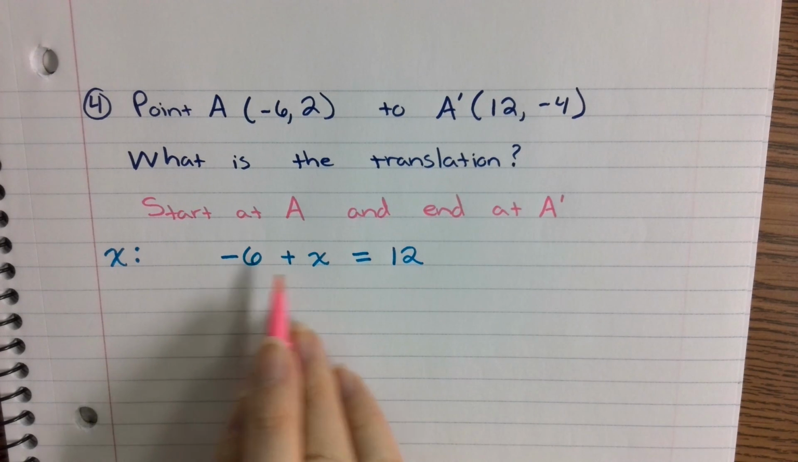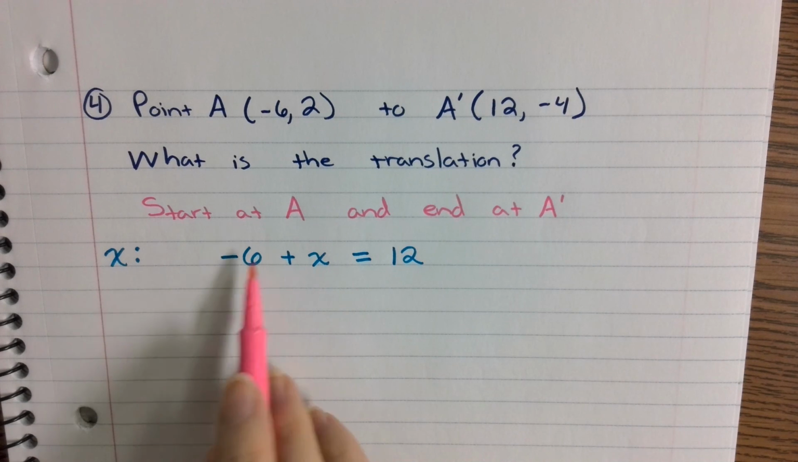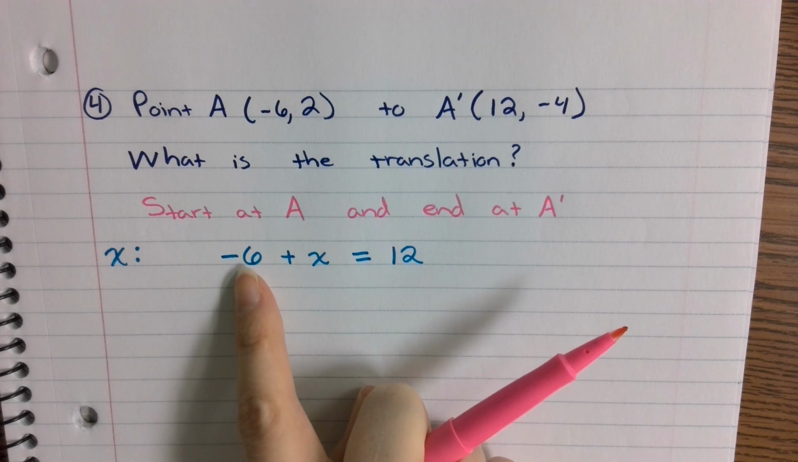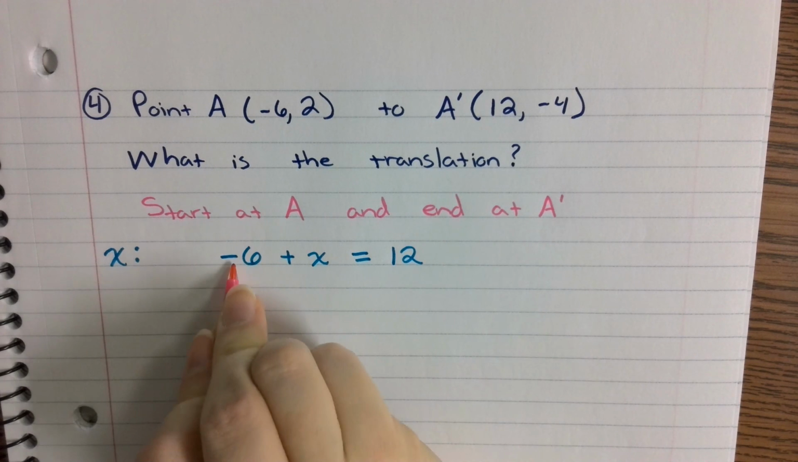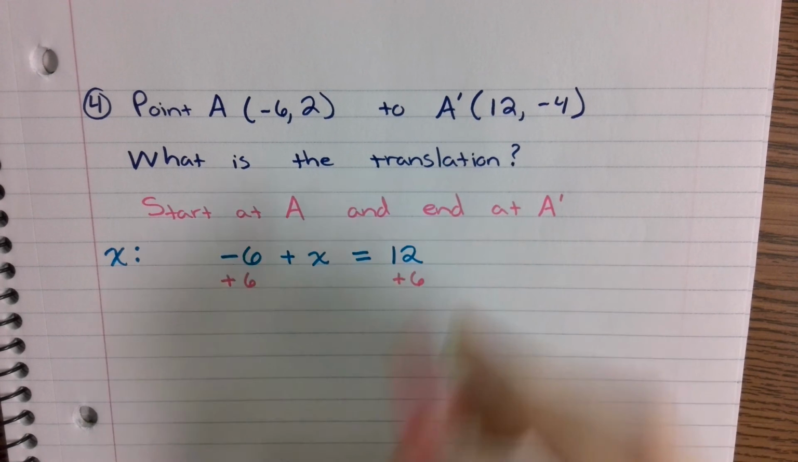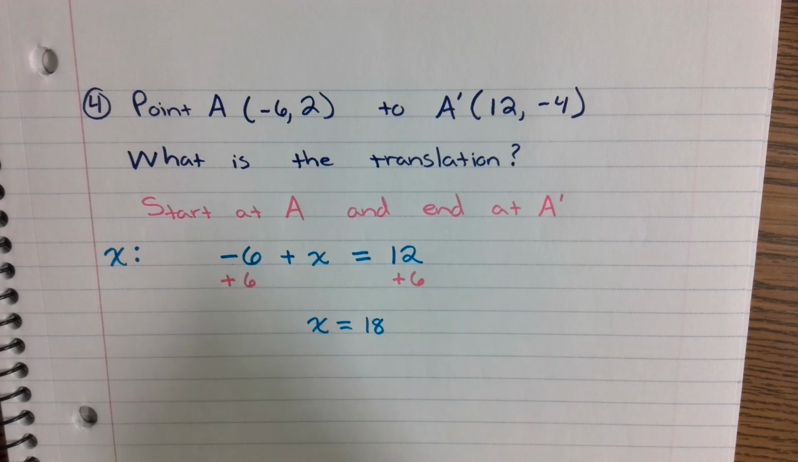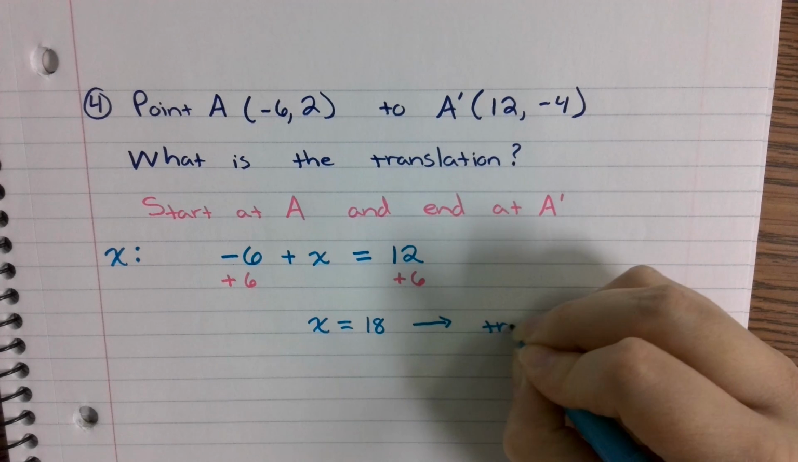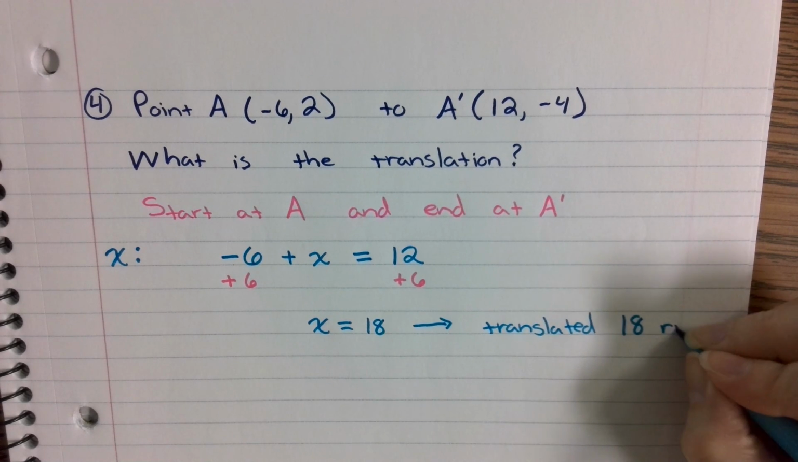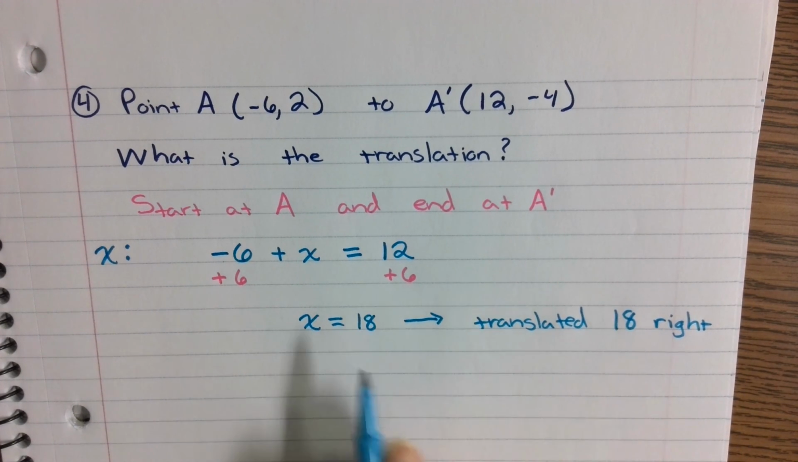Instead of having a negative 6, what's the inverse operation here? Not subtraction, addition. Remember that addition sign belongs to the x. You're trying to get rid of that negative 6, so we have to do the opposite of it, which is a positive 6. So we're going to add 6 to both sides. That's going to give me x equaling 18. Since 18 is positive, that means that we translated 18 to the right. 18 is how much we moved. To the right is because it was positive.